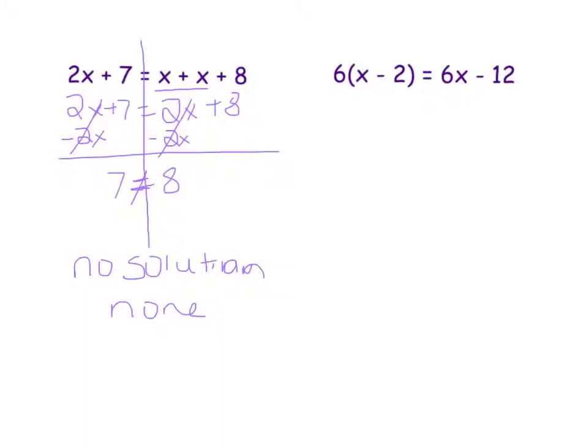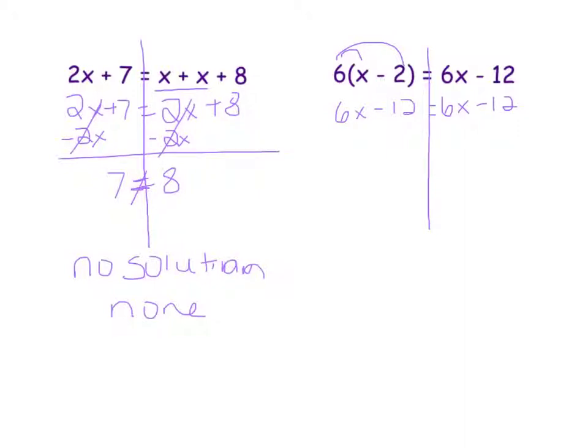All right, let's try another. I see parentheses, so I know that I have to do the distributive property. 6 times x, we're going to write as 6x. 6 times 2 is 12. This is a subtraction, so we're going to have it as a subtraction there. And we're going to just rewrite the other side.